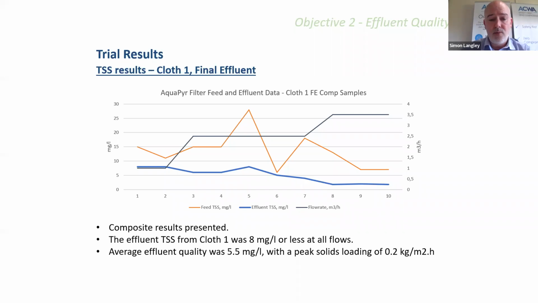So I'm going to give you a very quick snapshot of the results we achieved on the final effluent on one of the two cloths that we tested. The black line and the axis to the right shows the flow rate we ran at, ramping up from one cube an hour to 2.5, up to 3.5. The orange line is the feed solids onto the machine, and the blue is the filtrate coming off. Basically, the effluent from the cloth was less than 8 mg/L at all flows, with an average of 5.5. This is against a peak solids loading rate of 0.2 kg/m² per hour, which is very much in line with the design that we expect on average for this size of filter.